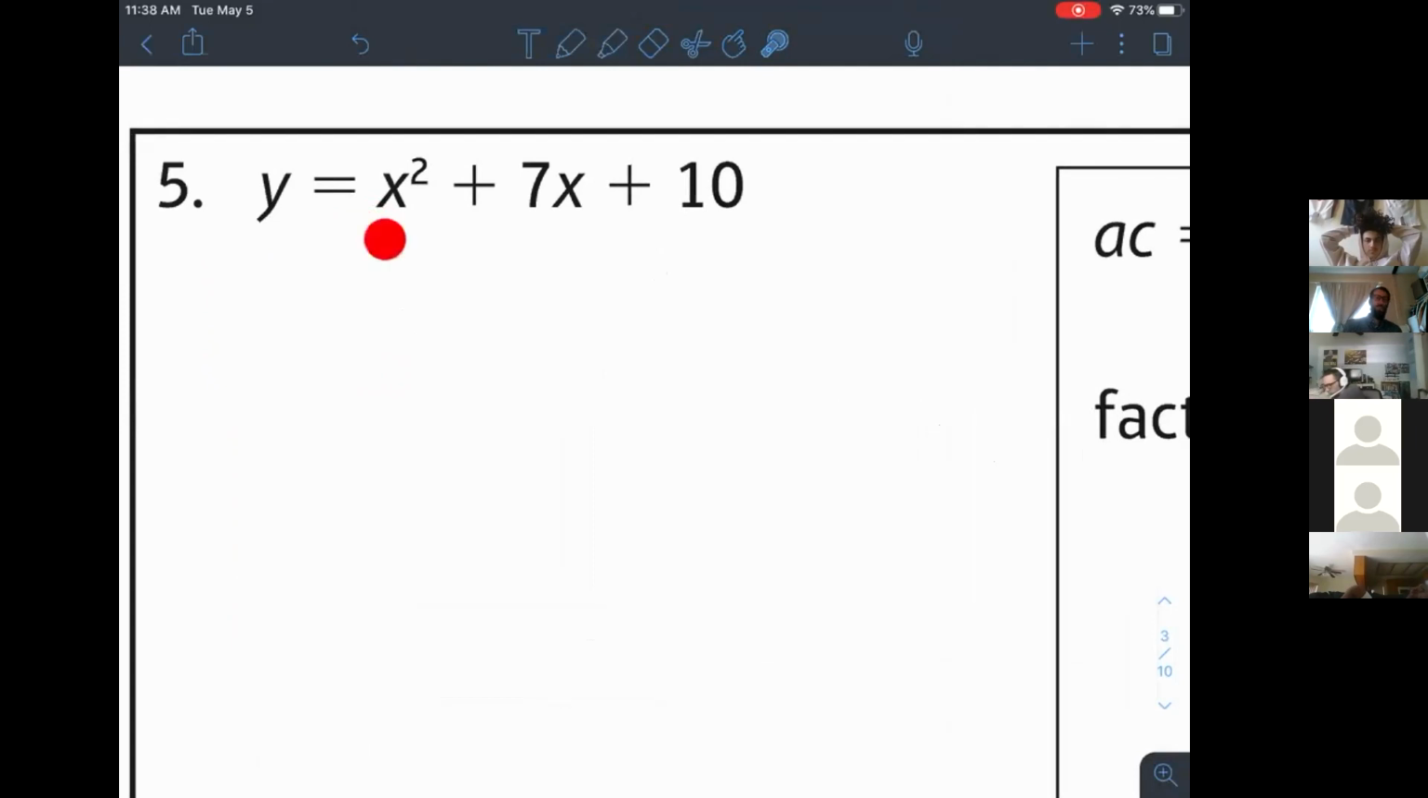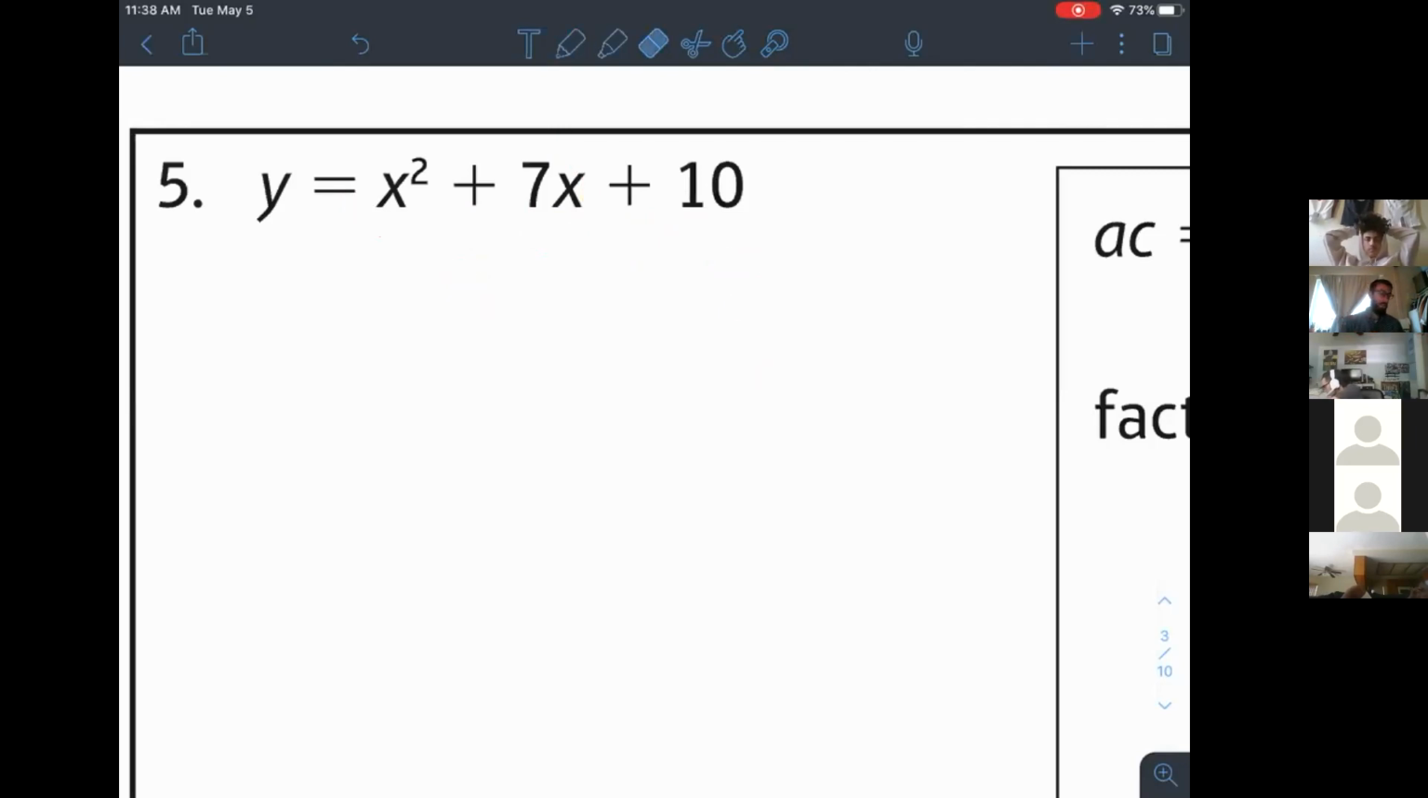So first thing we always look for is GCF. Is there something that all three have in common? No. Can't take something out of all 3. The first 2 have an x, but the last one does not. So GCF doesn't work right now. I can't make equal groups because one has 2 terms and this one only has 1 term. No matter how I group 3 things, it's going to be unequal.